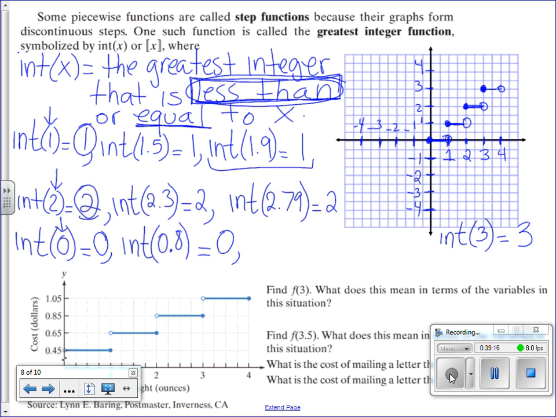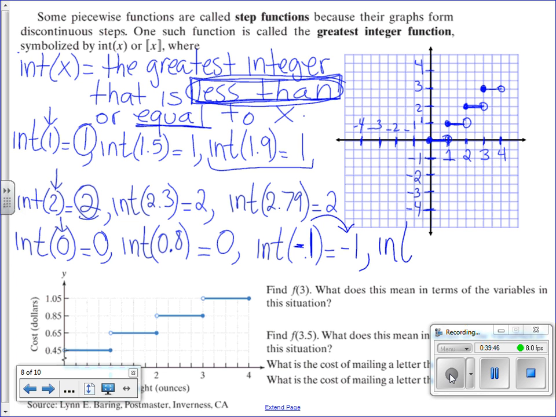Now let's do a couple of examples with negative numbers. The greatest integer of negative 1: it is an integer, right? Integers could be negative. So Raquel, what would be the answer here? If negative 1 is an integer, the answer will also be an integer. So negative 1.